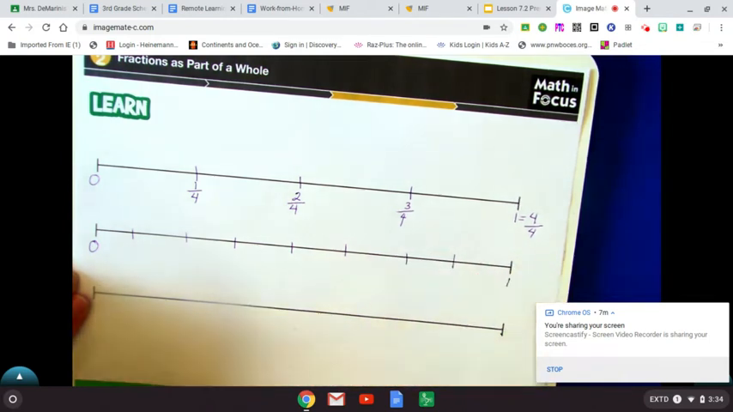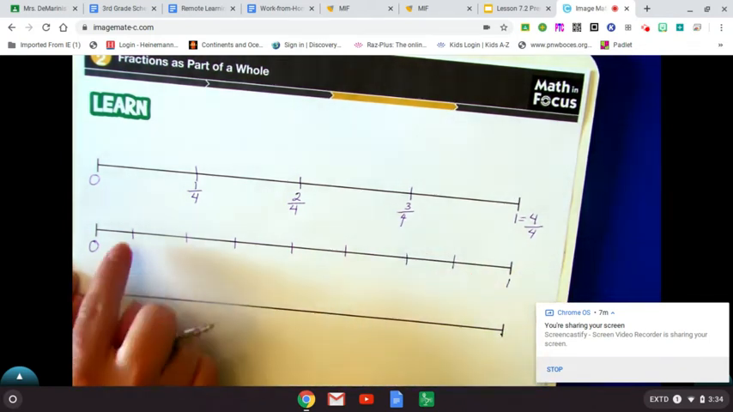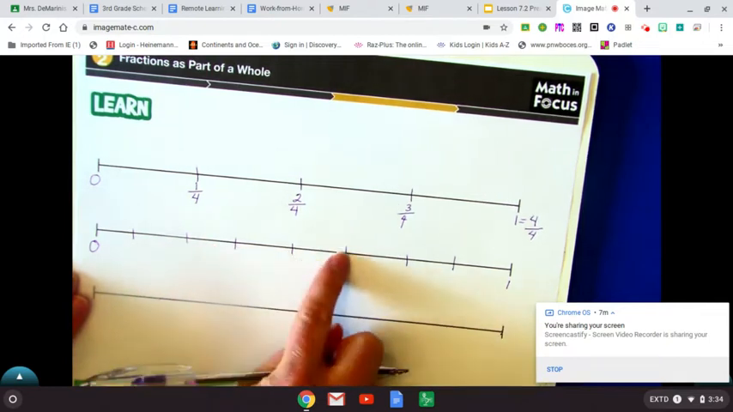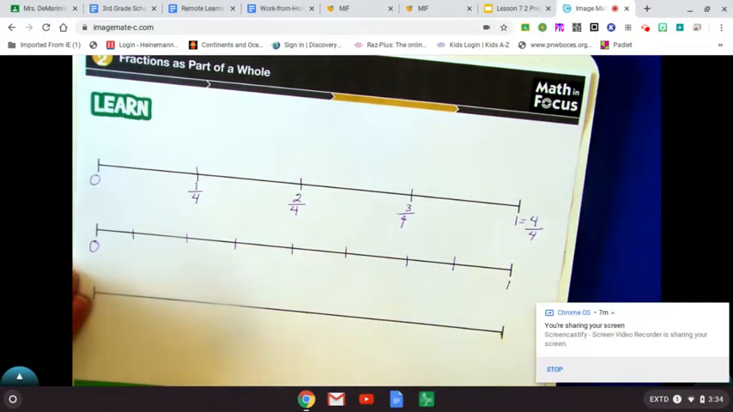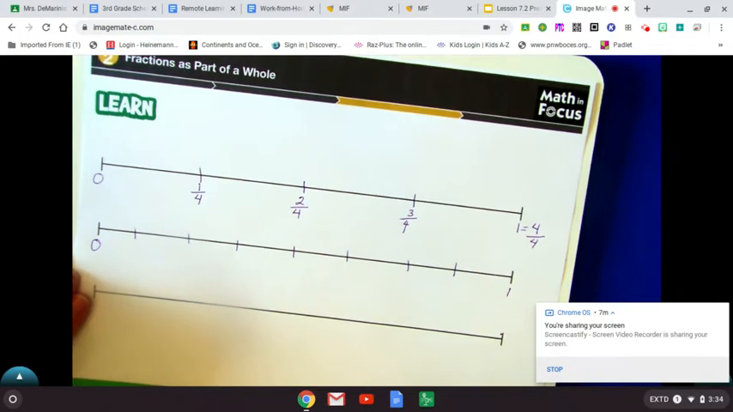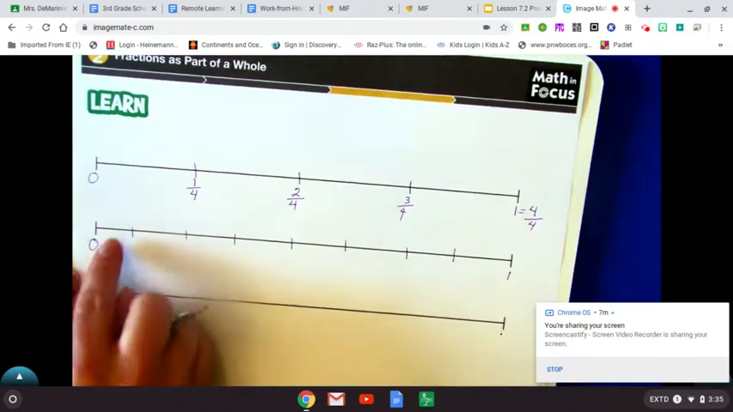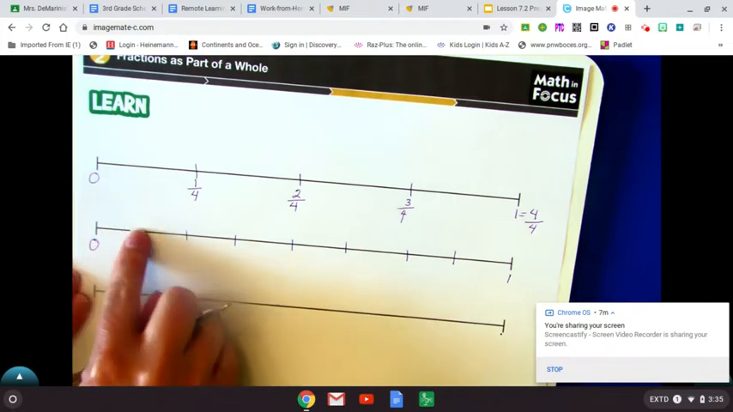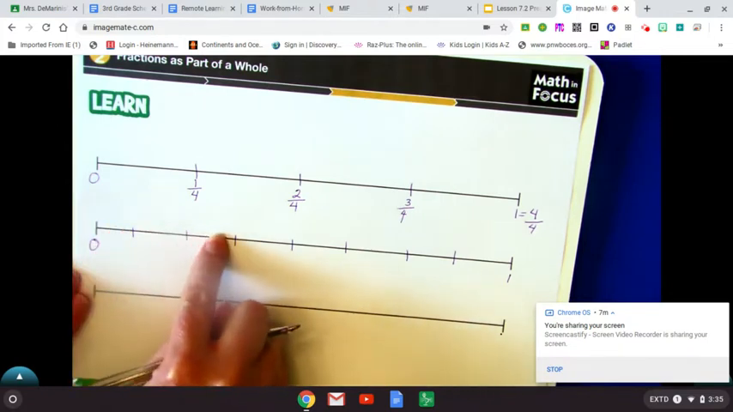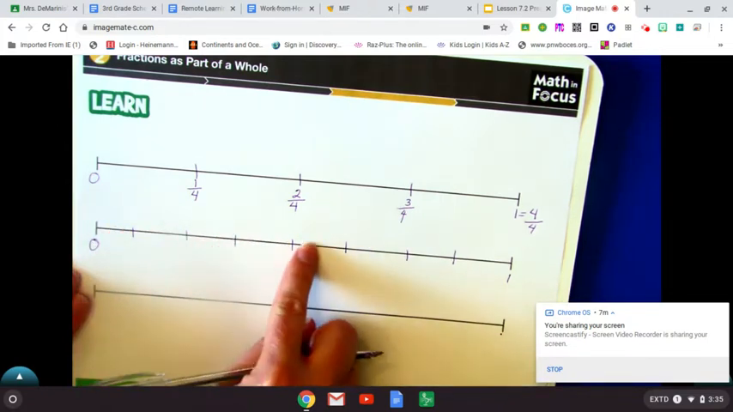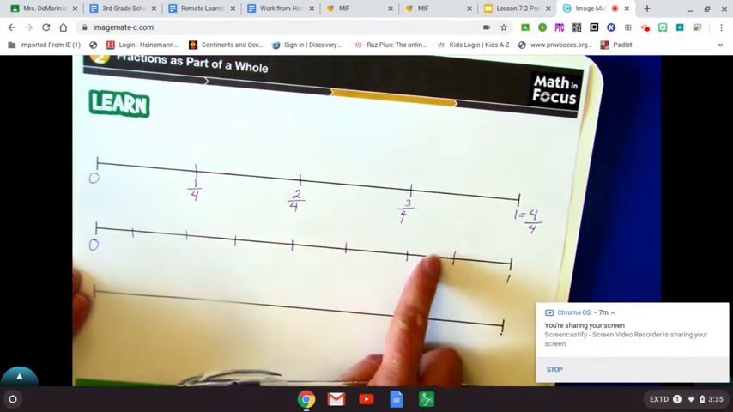I want you to make a noticing. I did not count the lines. And the reason I'm not counting the lines is because I'm counting the number of equal parts. This is the first part, 1, 2, 3, 4, 5, 6, 7, 8.